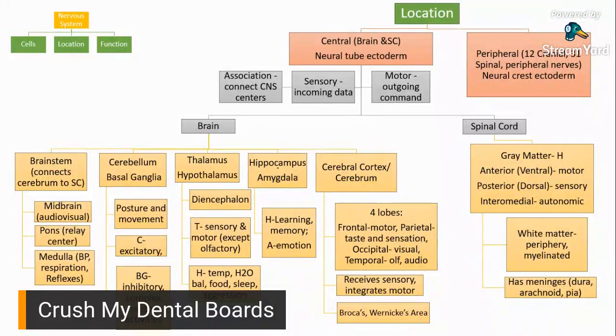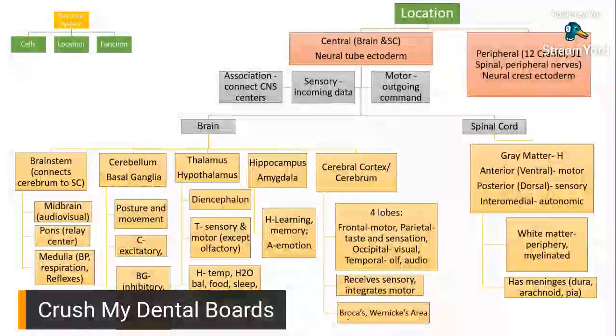Okay, then we have discussed the hippocampus and the amygdala, hippocampus for learning and memory, and then amygdala for your emotions. And then the largest part of the brain, the cerebral cortex or your cerebrum, it has 4 lobes. Ito yung pinaka-basic na nung 4 na lobes na yan. You have your frontal, which is your primary motor area. Your parietal would be taste and sensation. And then occipital would be visual. Temporal would be audio and olfactory. The cerebral cortex, the cerebrum being the largest part of the brain, the highest center, so it receives sensory input and it would integrate motor output.